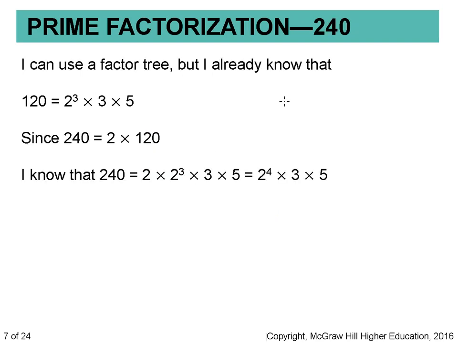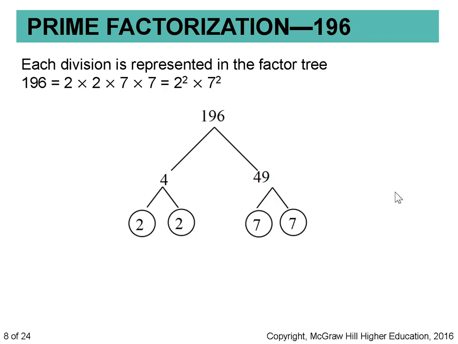I used a factor tree before, and I can use it for 240, but I already know that 120 is 2 cubed times 3 times 5, and since 240 is simply 2 times 120, I can multiply in an additional factor of 2. Therefore, my prime factorization of 240 is 2 to the 4th times 3 times 5.